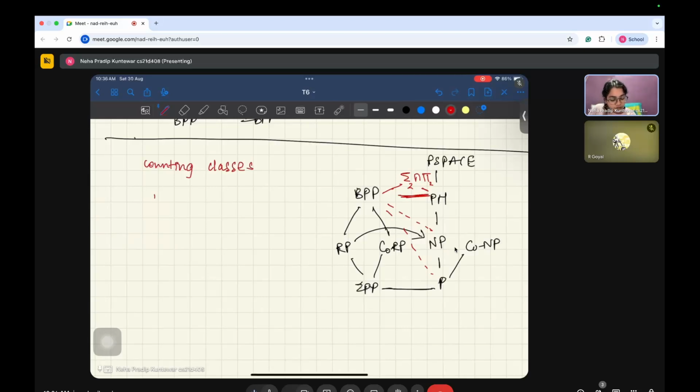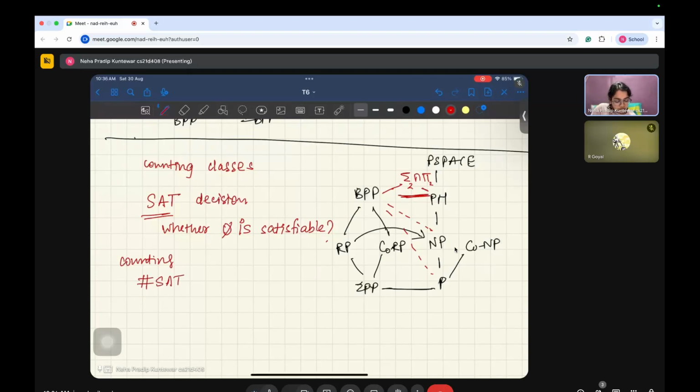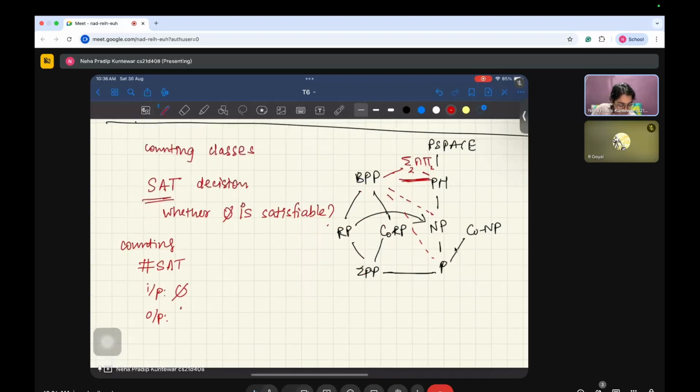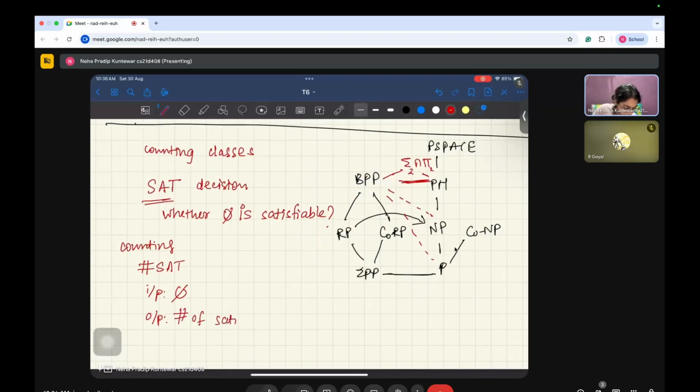For example, when you have this SAT question, it was a decision problem. In fact, all of these are decision problems at this point. The decision problem is whether phi is satisfiable. But you can actually think of a counting version of this. The counting version would be #SAT. How do we define that? The input is phi and the output is the number of satisfying assignments for phi.